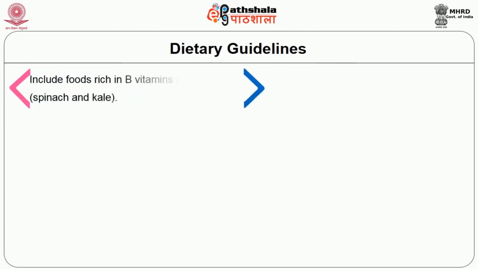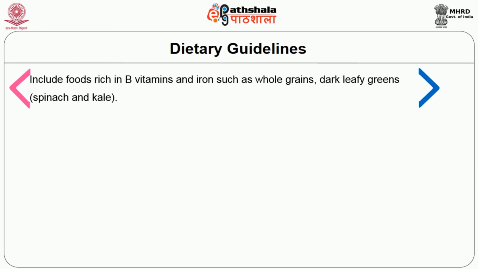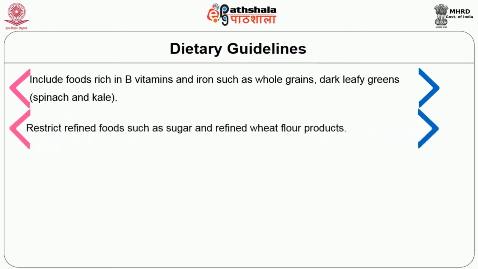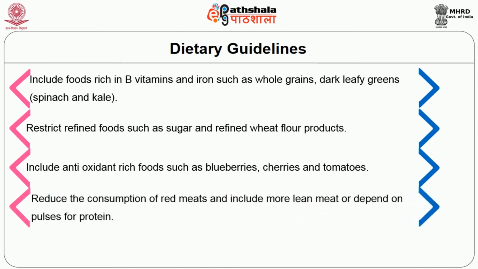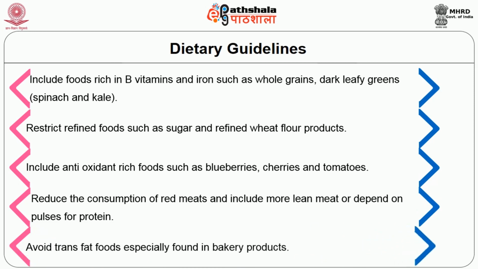Dietary guidelines involve foods rich in B vitamins and iron, such as whole grains and dark green leafy vegetables. Restrict the refined foods such as sugar and refined wheat flour products. Include antioxidant rich foods such as cherries, grapes, tomatoes, etc. Reduce the consumption of red meat and include more lean meat or depend on pulses for protein. Avoid trans fatty foods, especially the bakery products.